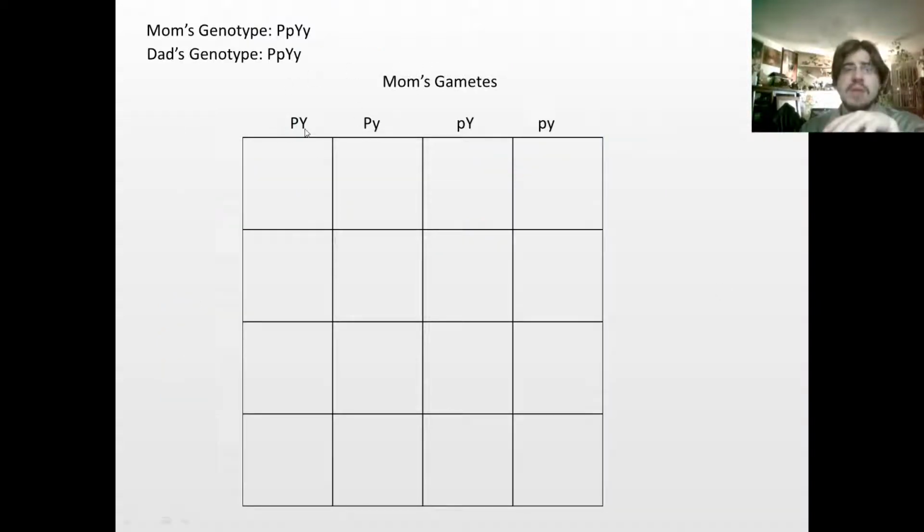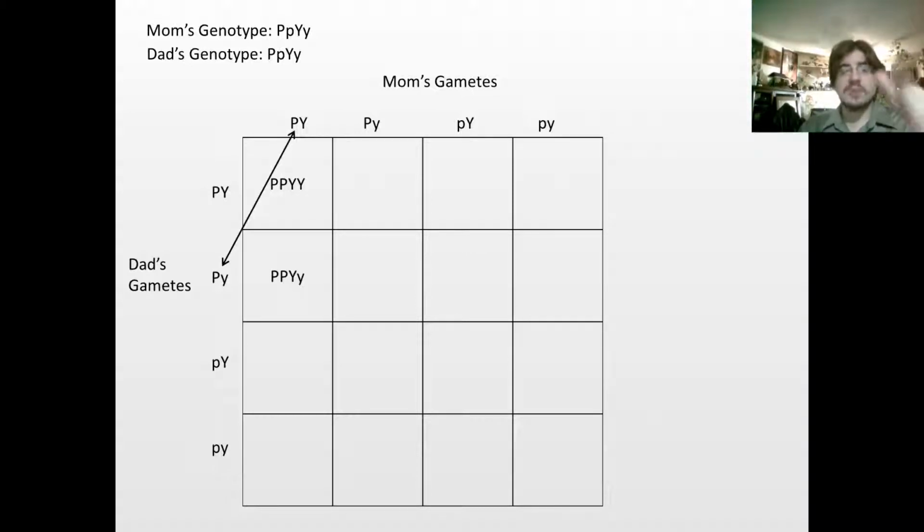So here we go, Mom's gametes. There we are, all those 4 possibilities. And you can see 4 squares in the row. And since Dad is also heterozygous, we're going to have the same possibilities. So now let's do this sucker. Here we go. This is homozygous dominant. Next up, homozygous dominant for flower color, heterozygous for seed color.